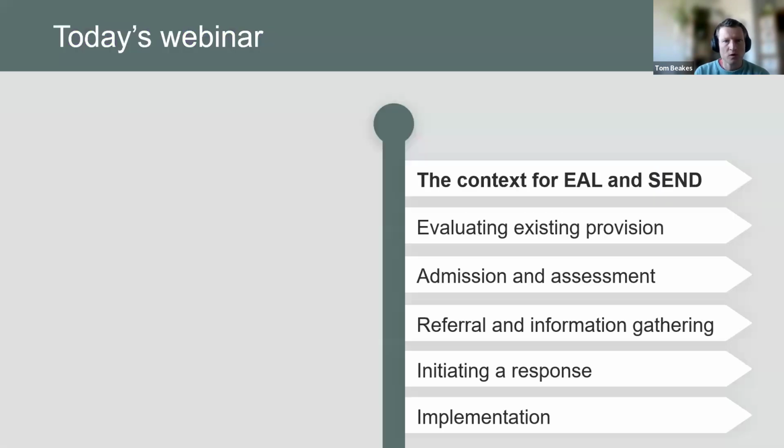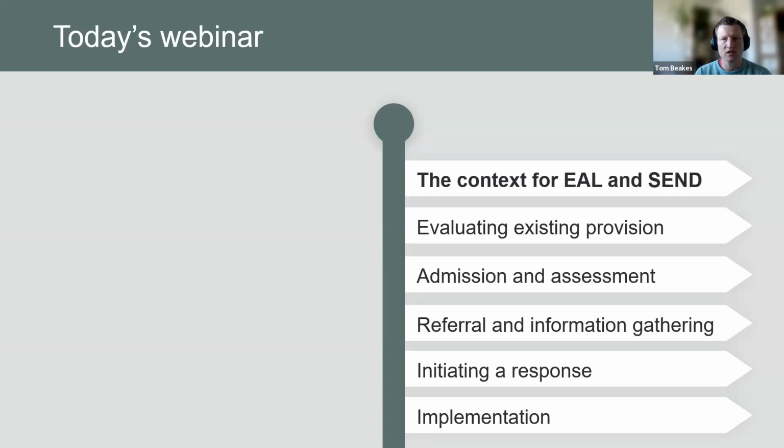And here's our map for today. I'm going to start by setting out a bit of a context for what we're talking about. And then we're going to go into some of the processes that we might use as a school to provide that holistic support for our plurilingual learners who also have SEND.